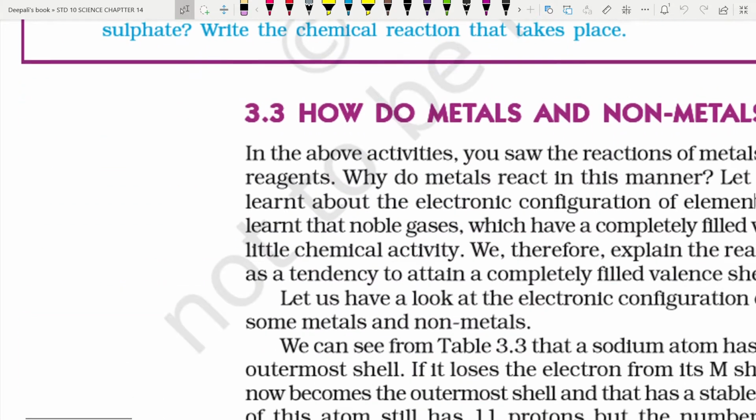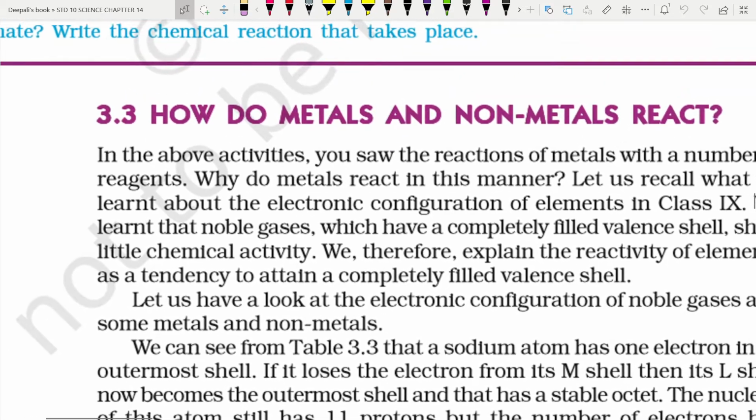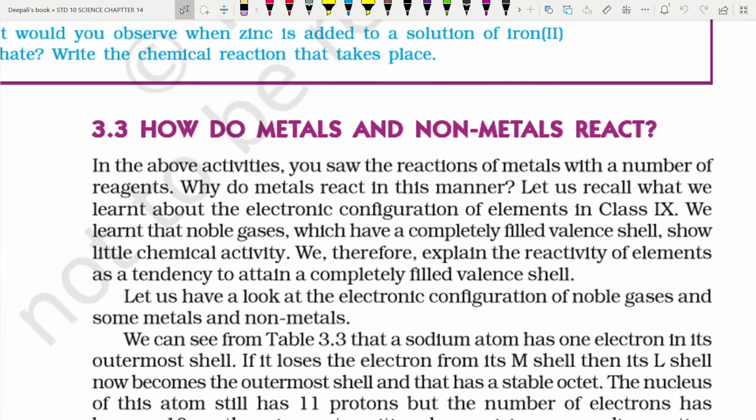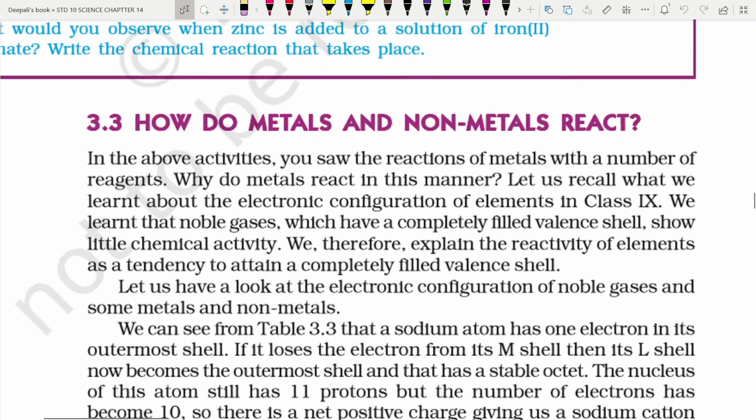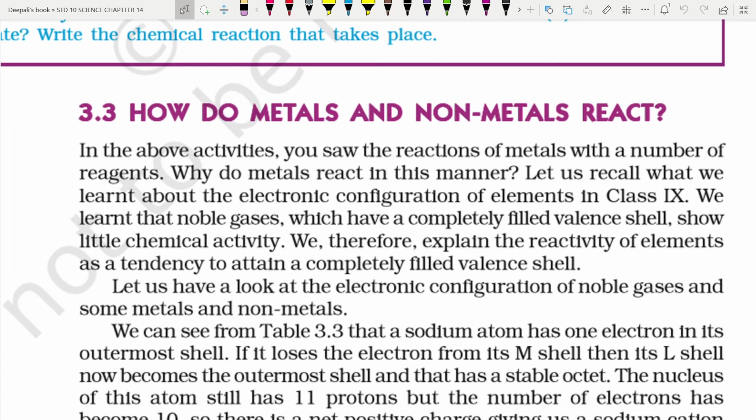Now, how do metals and nonmetals react? In the above activities, we saw the reaction of metals with a number of reagents. Why do metals react in this manner? Let us recall what we learnt about the electronic configuration of elements in class 9th.